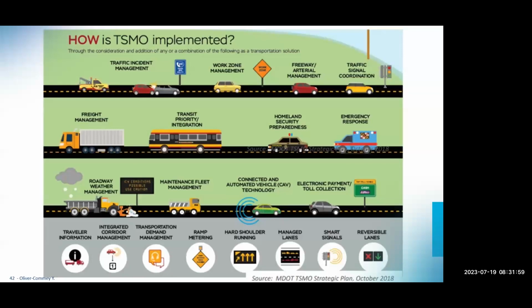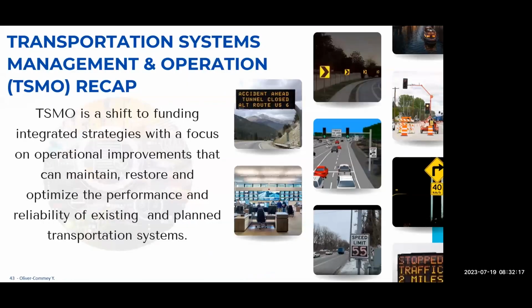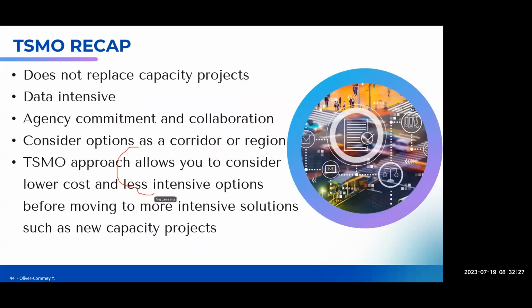This was just a page so that I guess if you do have the slides later on, it's a quick snapshot of what TISMO involves. It's a lot of existing strategies and a lot of technology that is being constantly merged together to help combat congestion. So just a quick recap, it's just shift to funding of the integrated strategies so that we can improve what we already have and what we are planning to add. It does not replace capacity projects. I can't say that more than anything. If anything, it works in tandem with it.